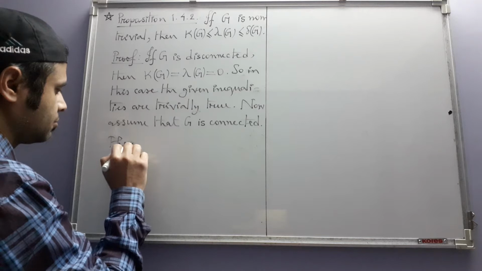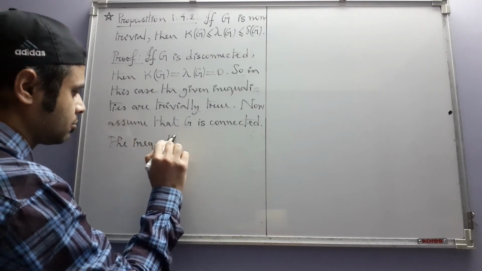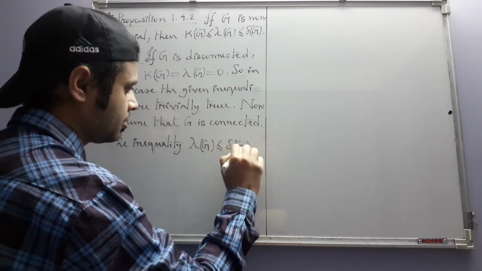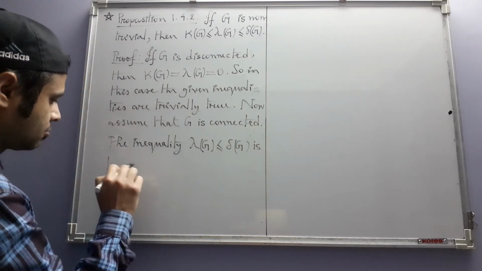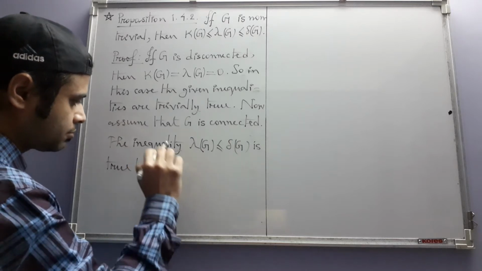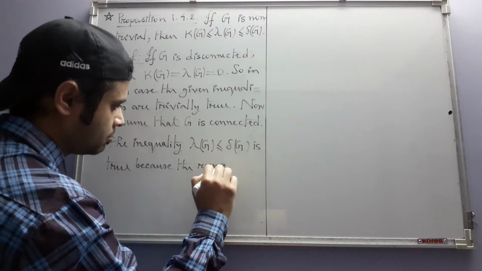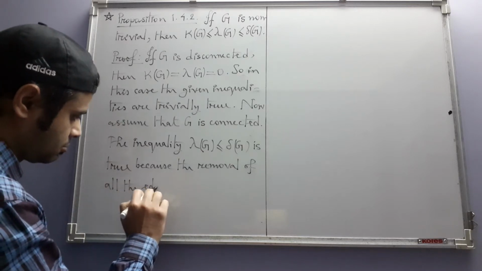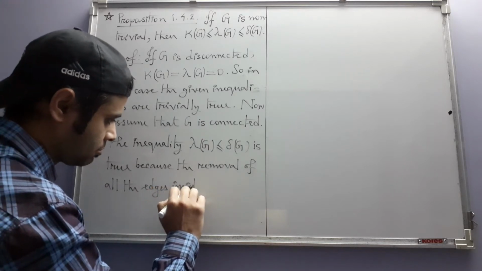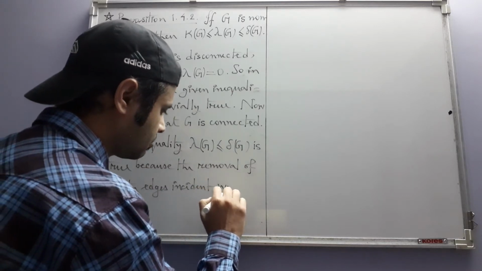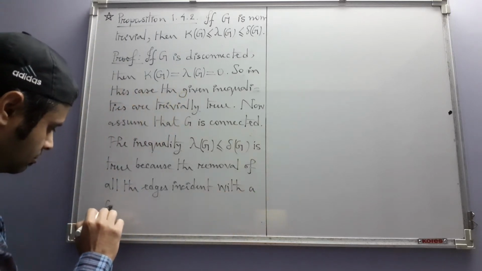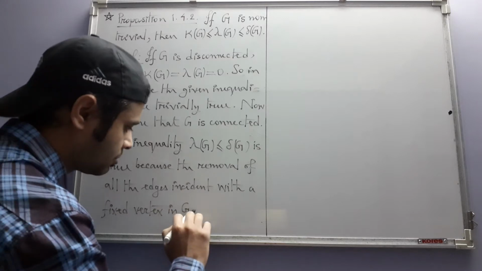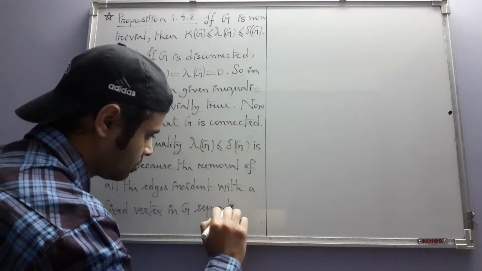The inequality lambda of G less than or equal to delta of G is true because the removal of all the edges incident with a fixed vertex in G separates G.